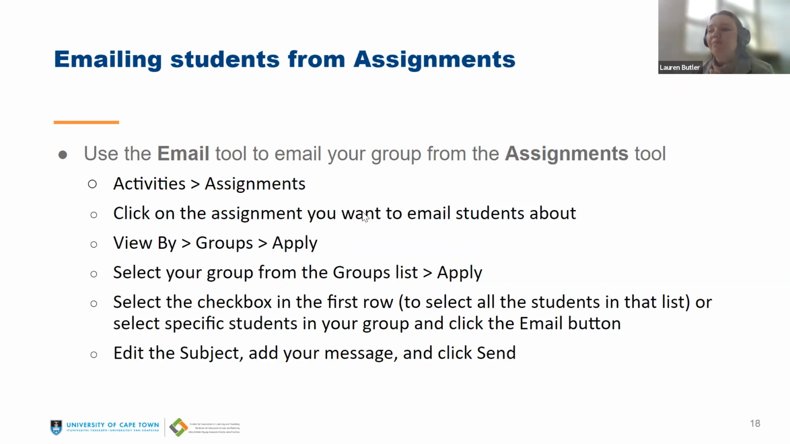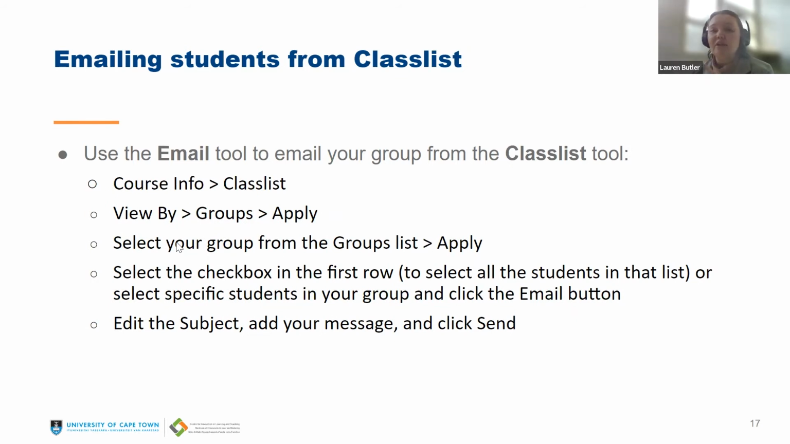And then you can select your group number or whatever it's going to be called from the groups list that appears and then click apply. I'm going to show this in a minute as well. And then you can select the checkbox in the first row so that you select all of the students in that group, or you can select specific students in that group to email. And then click on the email button and then same thing, edit the subject, add your message and click send.